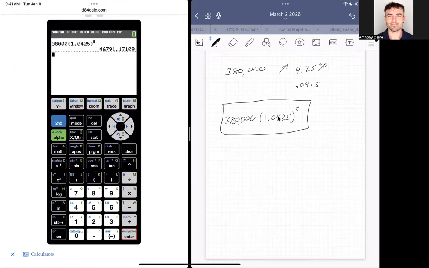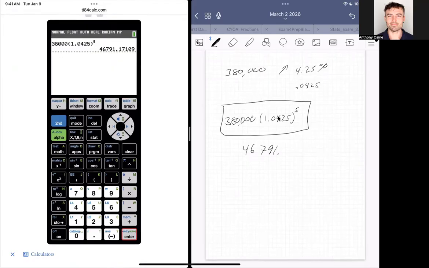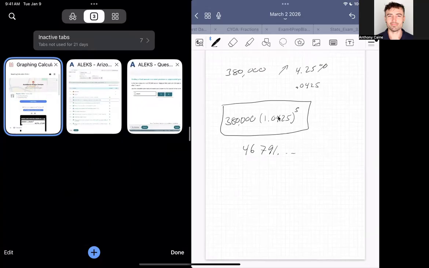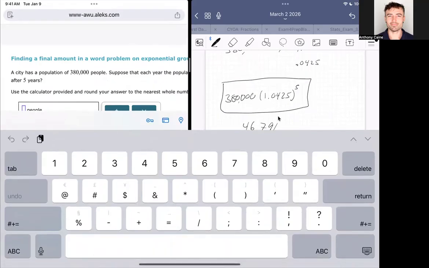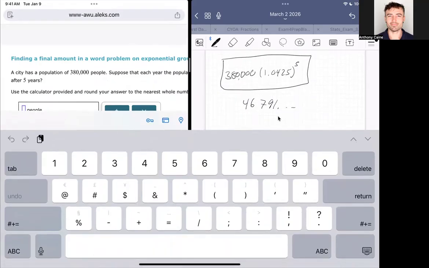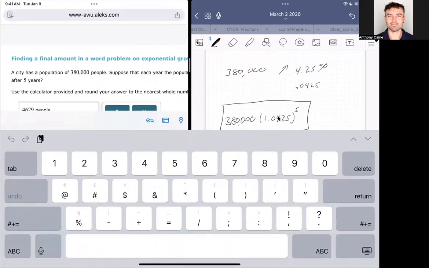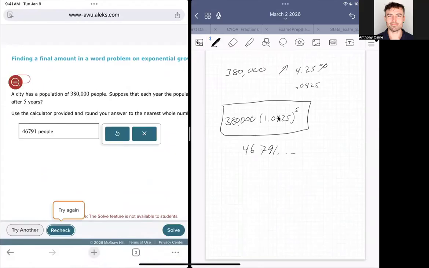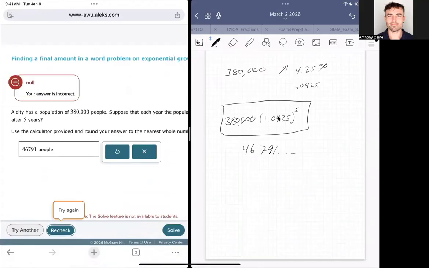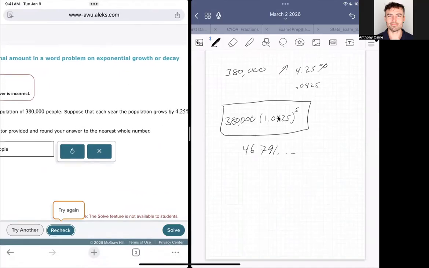Do I just round up or do I do the nearest whole number? I don't know. Let's see what this says. It says nearest. Okay, so the nearest 46791. Okay. Let's check that. Incorrect.